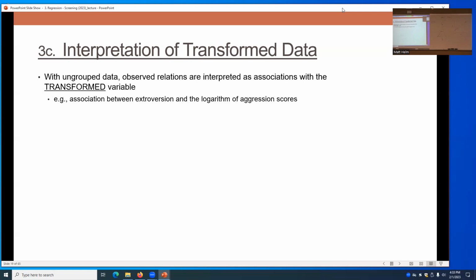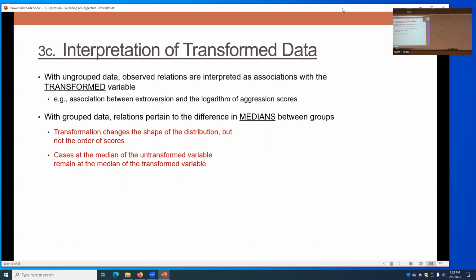We can't just execute a transformation and then pretend that we didn't, right? Now with group-based data, what ends up happening is interesting: anytime I'm looking at group-based differences on a transformed score, essentially what I'm doing is looking at differences in medians as opposed to means, okay? A transform changes the shape of the distribution, but not the order of scores, okay?